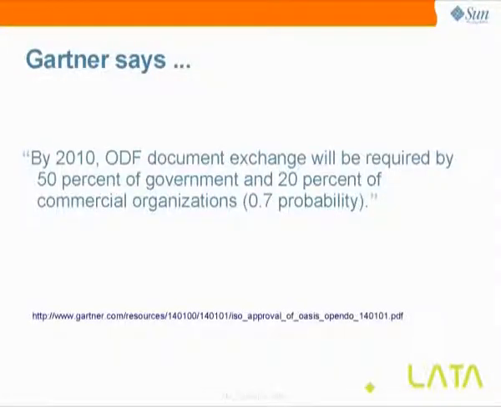This is also, meanwhile, recognized by analysts. Here's a quote from Gartner that, in my opinion, is known not to be very Microsoft unfriendly. And Gartner thinks that by 2010, ODF document exchange will be required by 50% of government organizations with a probability of 70%. I'm not very good in statistics. I don't know how good a probability of 70% is. And I also don't know how the number would look if I say, can you give me a higher probability? But I think there is something going on.